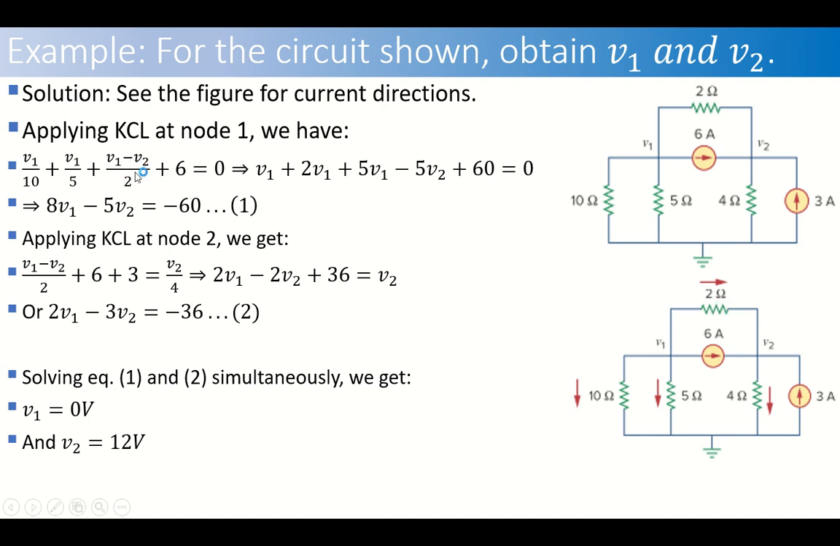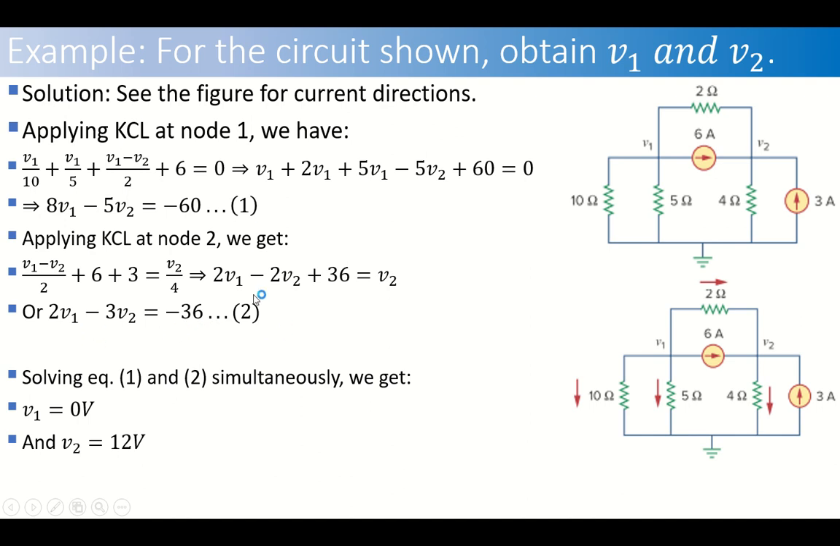Already we have the expression for the current in the 2 ohm resistance. This is V1 minus V2 divided by 2, plus another incoming current 6, plus another incoming current 3, and that should be equal to the current in the 4 ohm resistance. Since the 4 ohm resistance is connected in between V2 and ground, the voltage across this resistance will be V2, and the current will be V2 divided by 4. So we can simplify, take the LCM. Actually the LCM is 4, so we multiply with 4. So this will be 2V1 minus 2V2 plus 3 plus 6, 9, 9 into 4 is 36, is equal to V2, or 2V1 minus 3V2 is equal to minus 36.